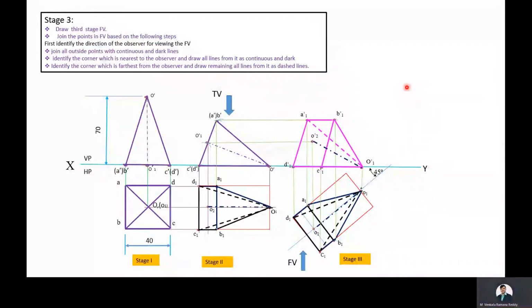Finally, we need to check the drawing base edges as well as face edges. Here, A1 dash B1 dash, B1 dash C1 dash, C1 dash D1 dash, D1 dash A1 dash. That is, drawing base edges is over. Then O1 dash A1 dash, O1 dash B1 dash, O1 dash C1 dash, O1 dash D1 dash. That is, drawing face edges also over. Then O1 dash and O2 dash is the axis line. Then with this we completed drawing third stage front view.